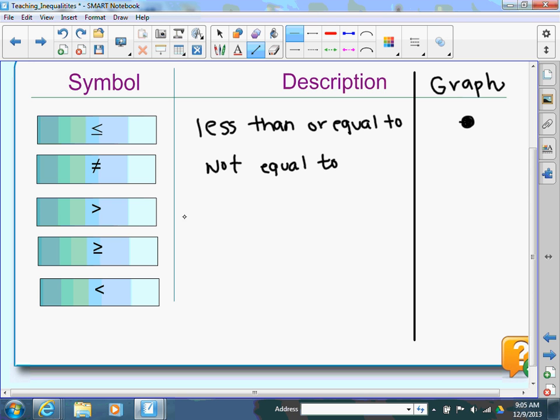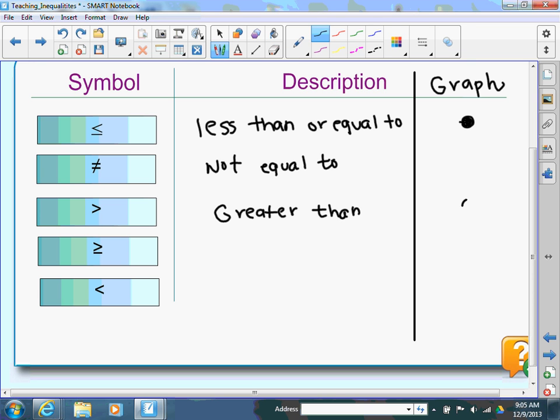Okay, next one. What's this symbol? Greater than. And the symbol for this one is going to be an open dot. No, just an open O. Okay, the next symbol. What's this one? Greater than or equal to. Good. Or equal to.